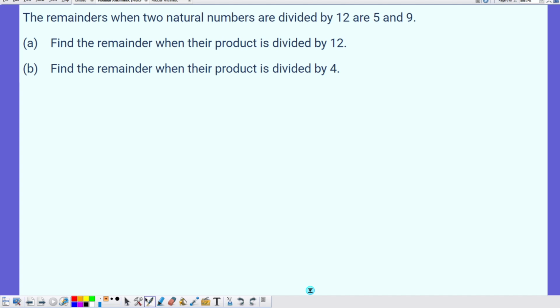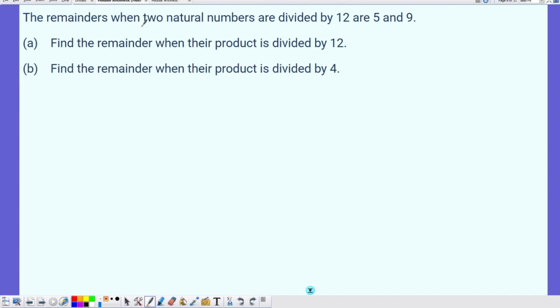The remainders when two natural numbers are divided by 12 are 5 and 9. Part A asks us to find the remainder when their product is divided by 12. And then part B asks us to find the remainder when the product is divided by 4. So let's establish the facts that we know.